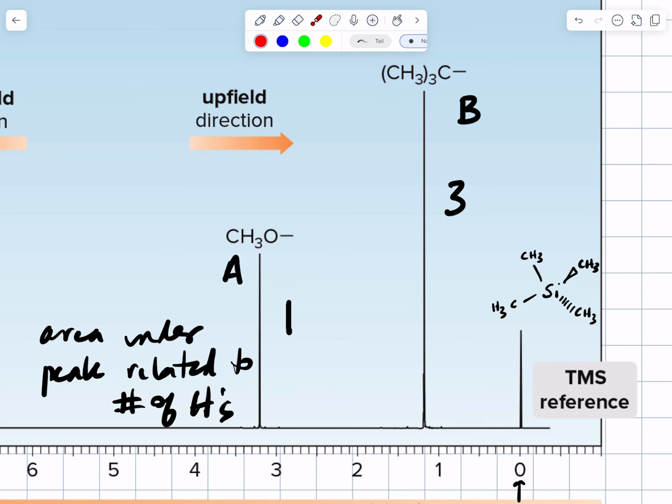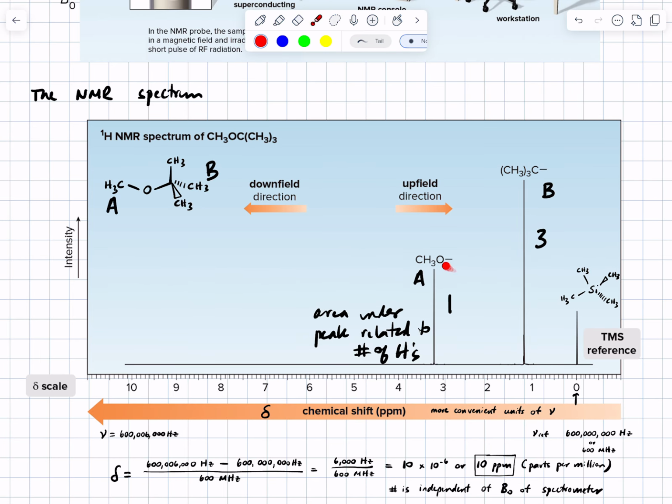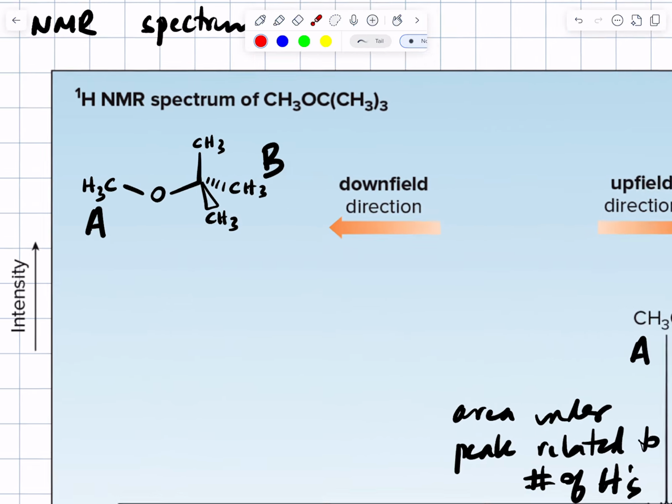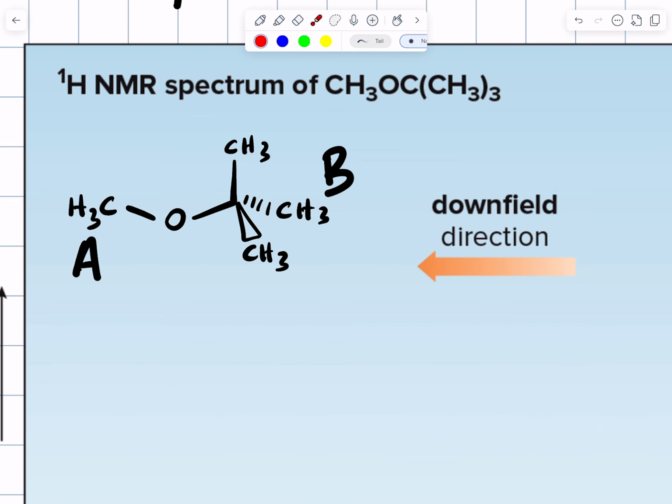Notice that the methoxy protons absorb at a higher chemical shift, higher frequency than the tert-butyl protons. Why is that? We're going to talk about that, but I want you to pay attention to the major difference between the tert-butyl protons and the methyl protons. The methyl protons are adjacent to oxygen, which is electronegative.